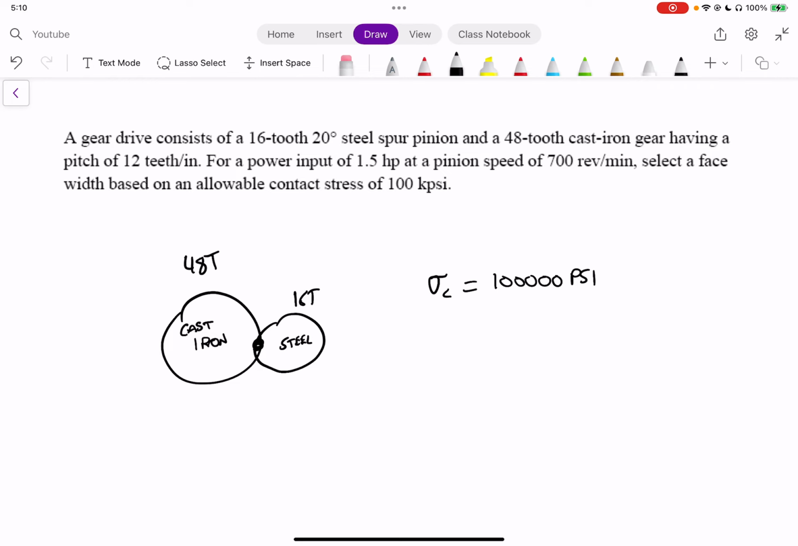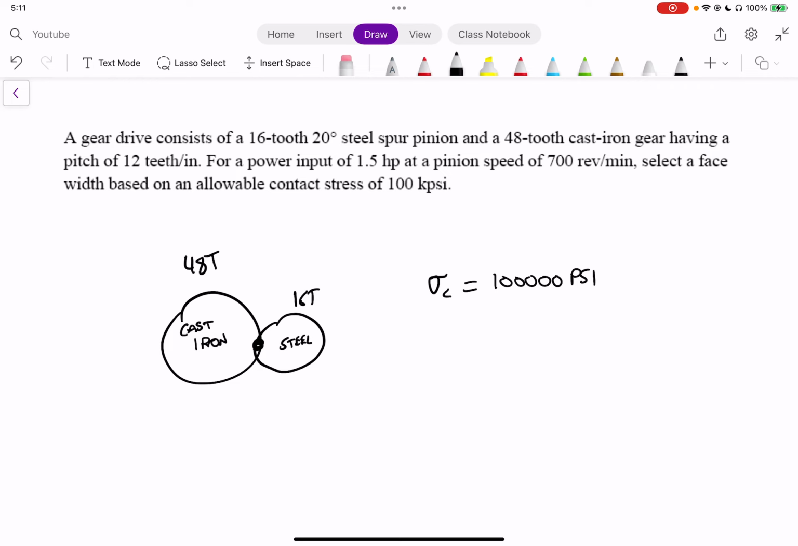So in the same way as before, we're trying to figure out a face width that would be appropriate for contact stress. So remember, do not rearrange the equation when you're trying to verify this. You want to keep the equation in the same order, with sigma C equal to something as a function of F if you're going to verify this. But you can rearrange the equation in order to find F if you want to.